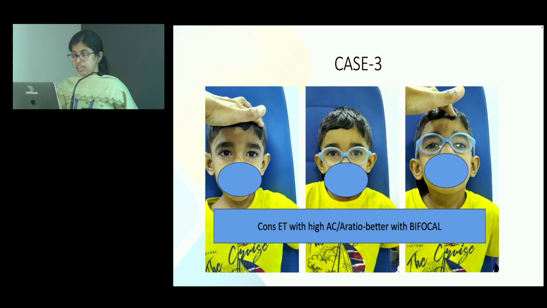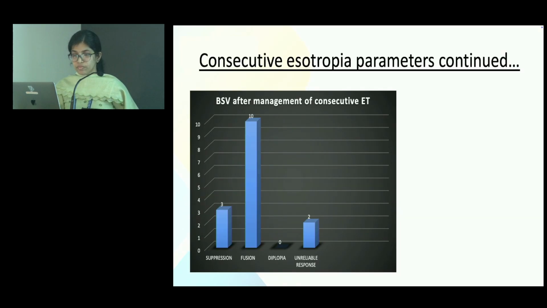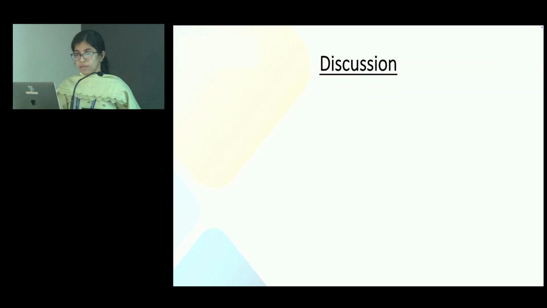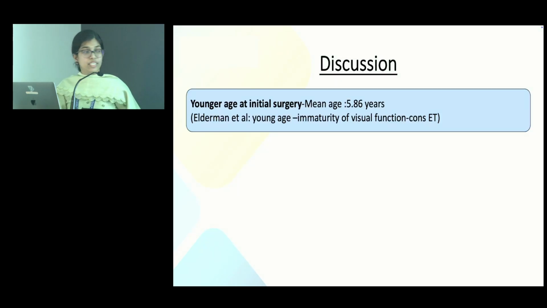This is another child who presented with ET for near and was found to have high AC/A ratio. He's doing good with bifocals. So we found that after all the conservative and surgical treatment, 66.66% of patients have regained fusion. However, 13% remain suppressed.